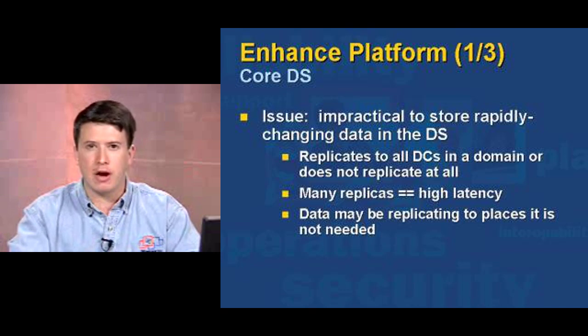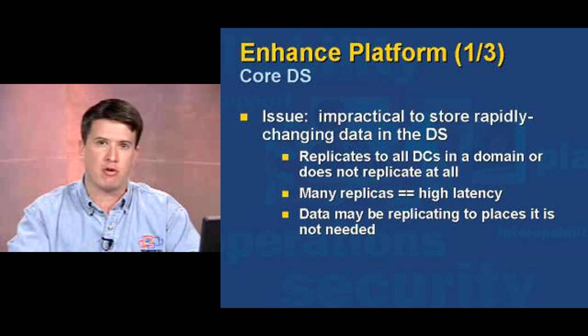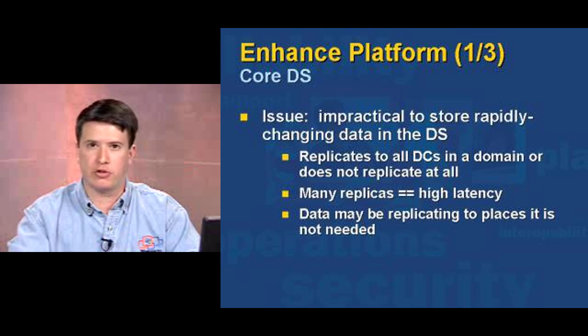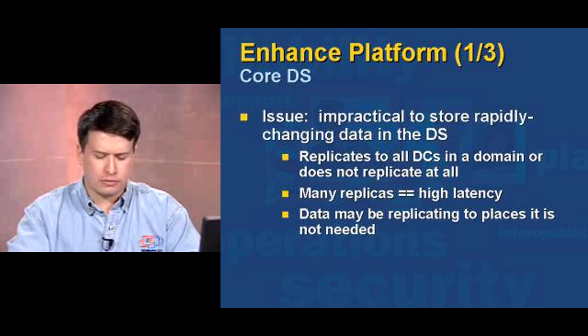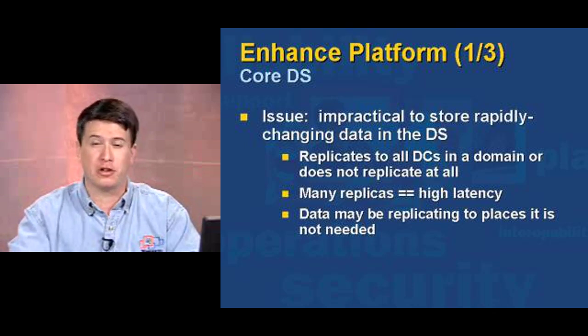If you have a lot of replicas, it can mean that the data, even though it's rapidly changing, may take a long time to reach some of the replicas. And also, the data may be going places where you really don't want it to go, or you really don't care for it to go, because you simply had to put a domain controller there for some other reason.